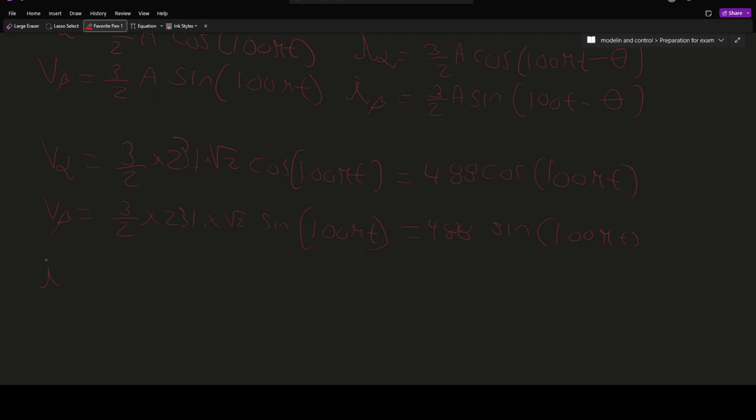Now we need our alpha and beta components for our current. So if we just plug in the same as we did here, we are just going to get 13.1 cos of 100 pi t minus an angle, that in this case is 57.52 degrees. And here beta is going to have the same magnitude, but instead of cosine, it's going to be sine, and we are going to have the same angle here.